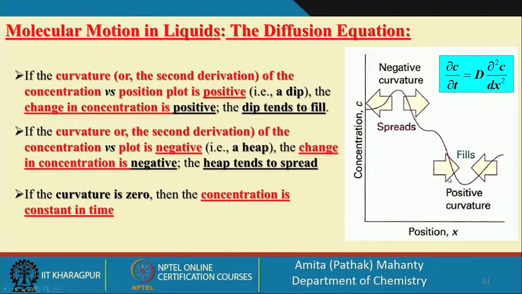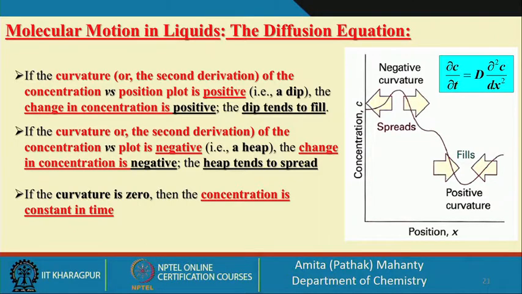Now, what happens if the curvature, or the second derivative of the plot of concentration versus position, is negative? If it is negative, then you have a heap. What does heap mean? The change in concentration is negative. That means the heap tends to spread out. And what happens if the curvature is 0? The curvature 0 means the concentration is constant with time.